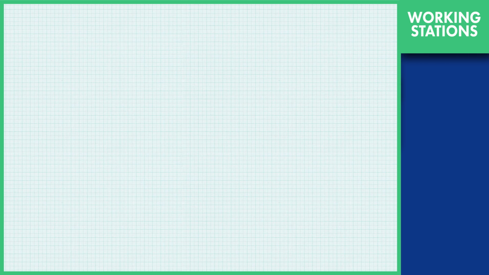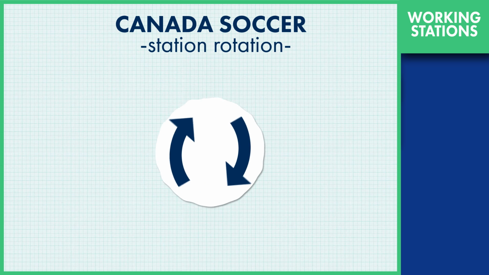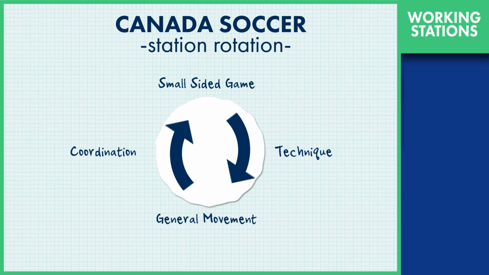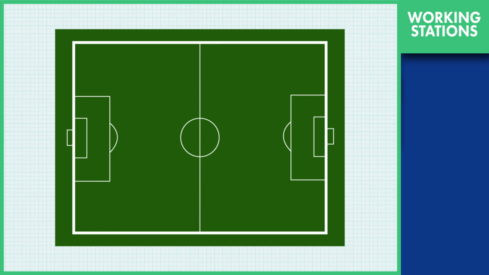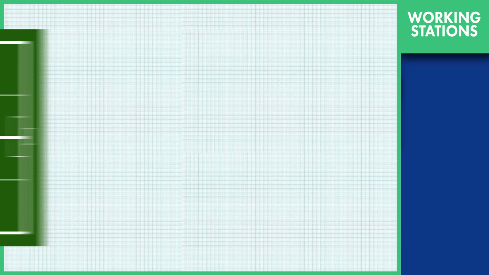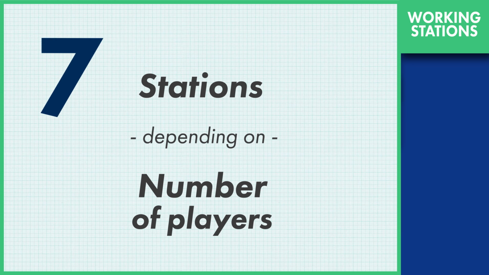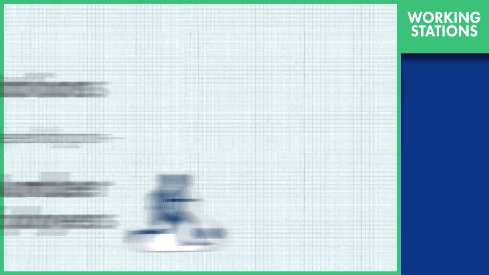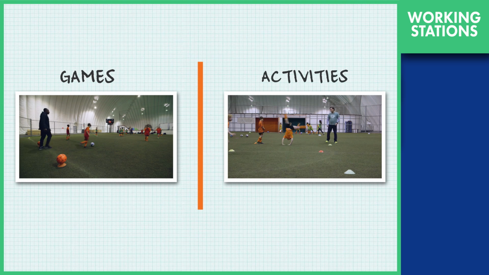Working stations. Canada Soccer recommends a station rotation approach to training, with players moving from one skill-building activity to the next at regular intervals. Throughout the sessions, the players will rotate through stations comprised of Alberta Soccer's 4 training pillars. However, a session may include any number of stations, depending on the number of players that are involved. The key is to have a balanced approach in using games and activities.